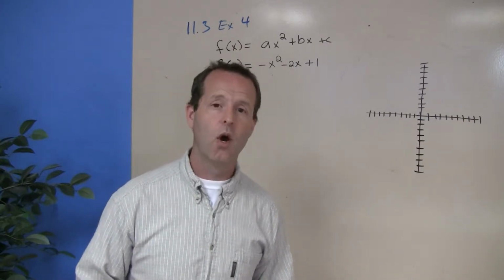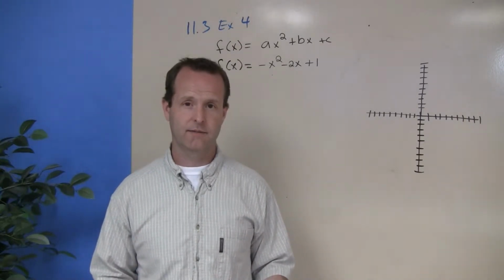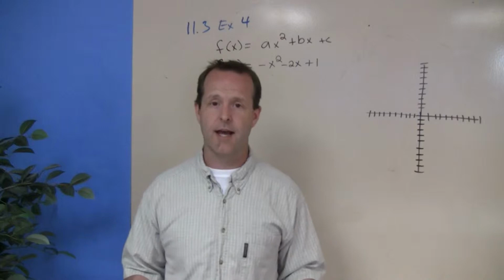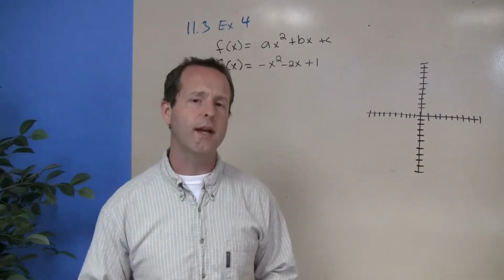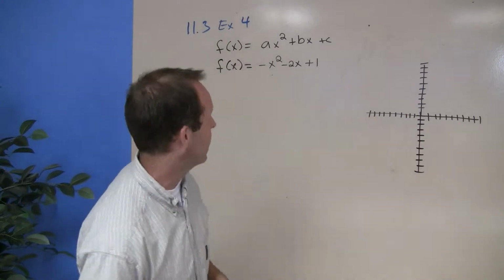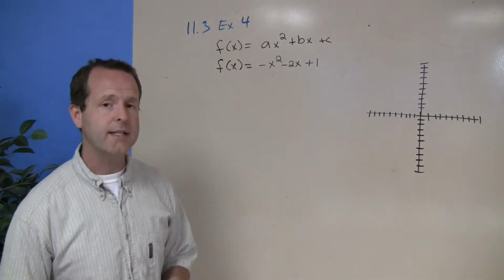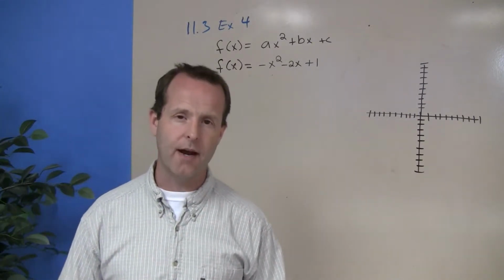open down? Where is the vertex at? Where are its x-intercepts? And where is its y-intercept? If we can find those things, we can graph this quadratic fairly accurately. So let's start. What do you guys think? Does it open up or does it open down?